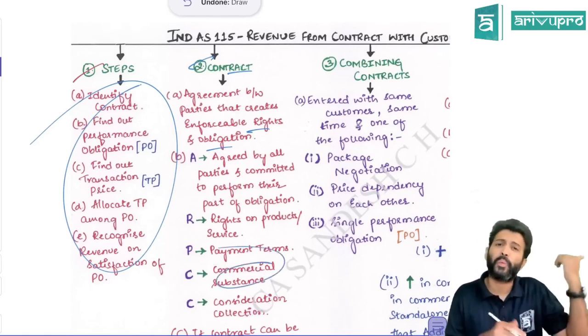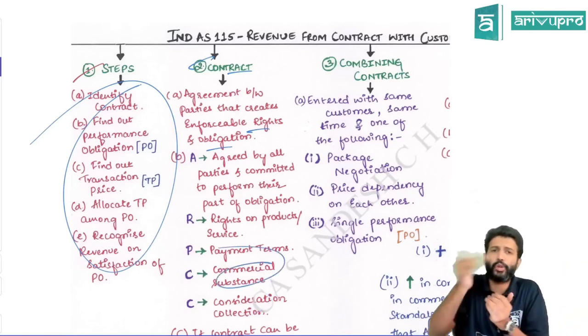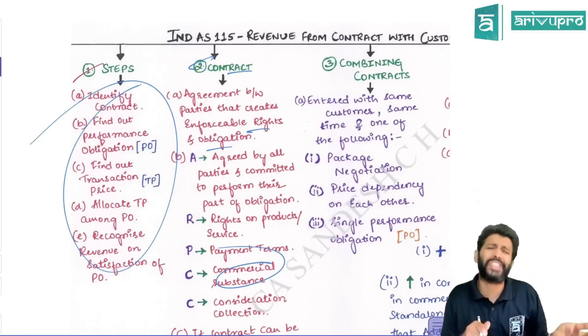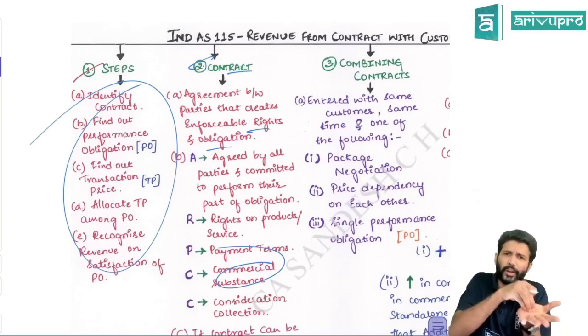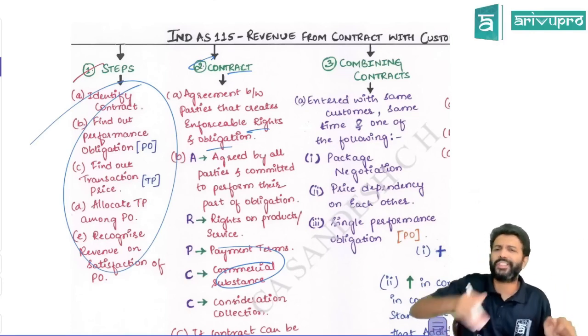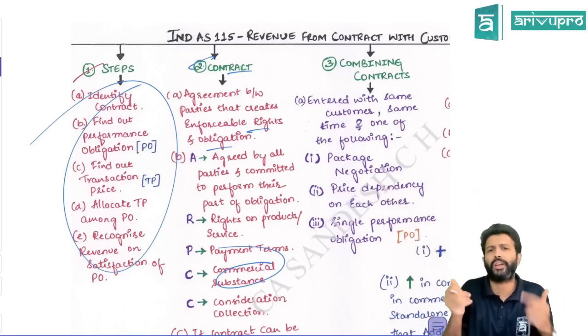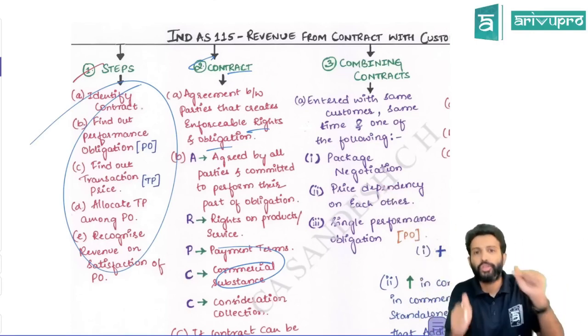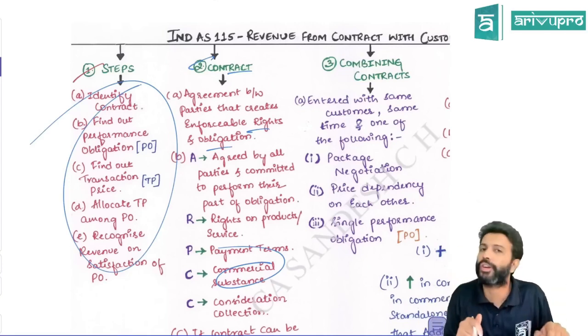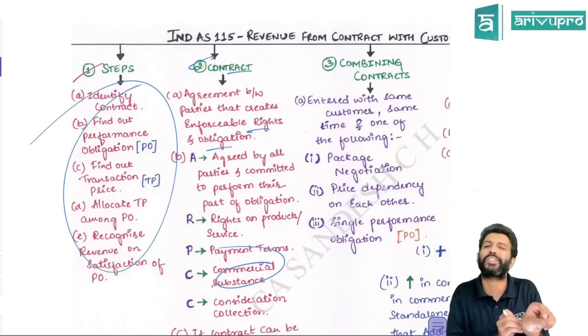Commercial substance we already studied in AS 10. Due to this contract, the risk, timing, and amount of cash flow should change. If one person purchases goods for 8,000 and sells them for 10,000, he paid 8,000 to purchase and receives 10,000 on account of sale. So cash flow is obviously changing. Because of this transaction, the risk, timing, and amount associated with cash flow should change. That's what we mean by commercial substance.